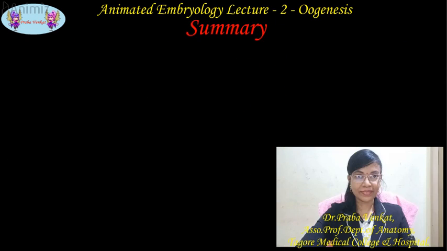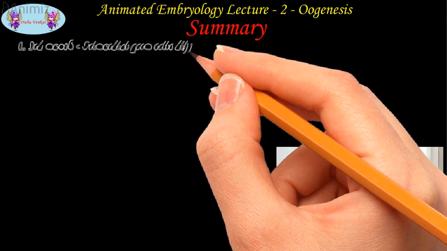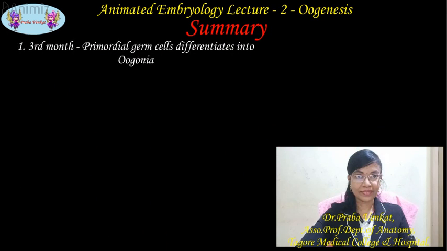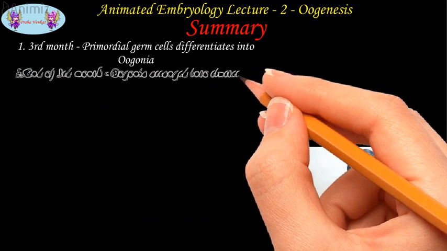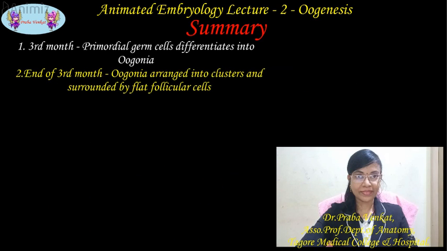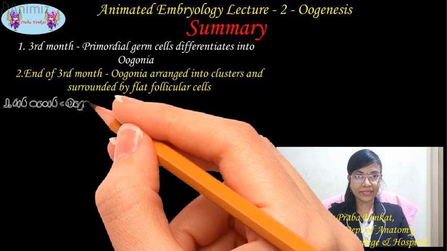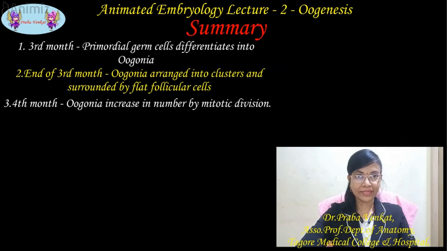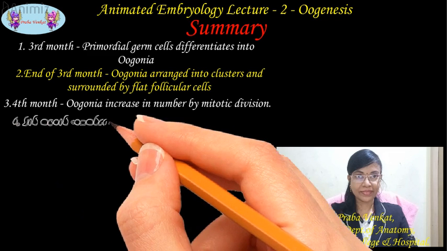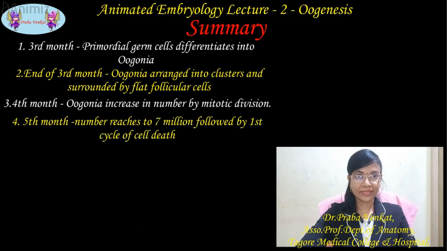Summary. By the 3rd month, the primordial germ cells differentiate into oogonia. By the end of the 3rd month, the oogonia are arranged into clusters, and each cluster is covered by flat follicular cells. By the 4th month, the oogonia increase in number by mitotic division. By the 5th month, the oogonia reach the maximum of 7 million, which is followed by the first cycle of cell death.